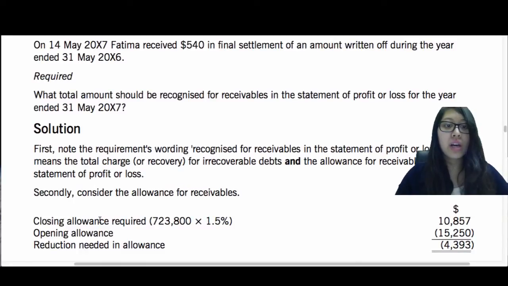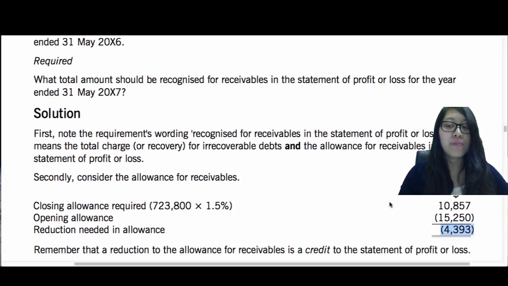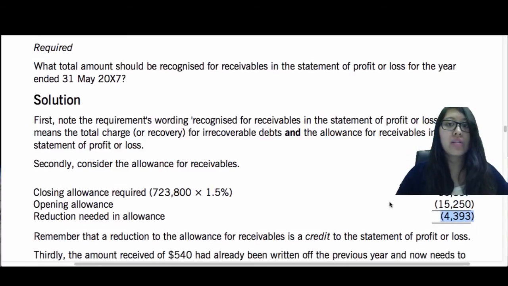So let's take a look here. The new allowance figure is going to be $10,857, whereas in the beginning of the year, we had an allowance of $15,250. So as you can see here, there is now a reduction in the allowance. In the last example, we had an increase in allowance, which is going to be debiting to our expenses. But what will happen if there is a reduction is we're going to credit our expenses. So we're going to reduce our expenses by 4,393.